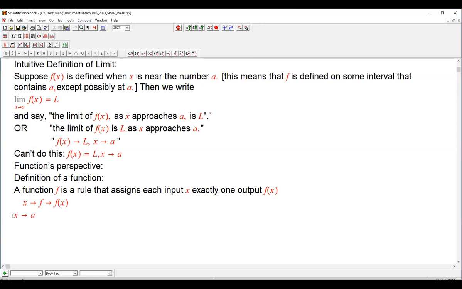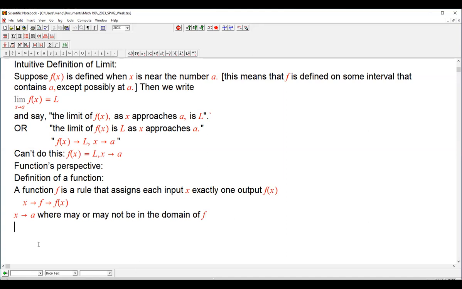Okay, so that's the concept of input. But A may not be in the domain. A may or may not be in the domain of F. We're going to revisit these concepts, right?